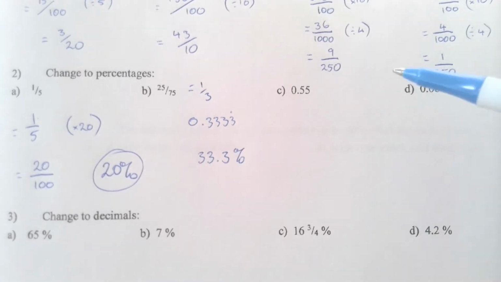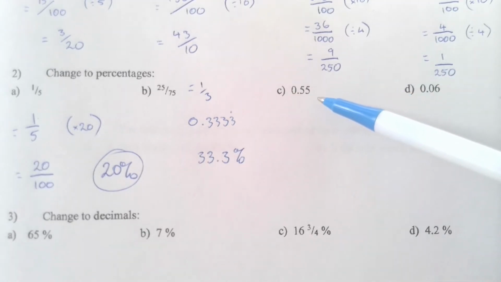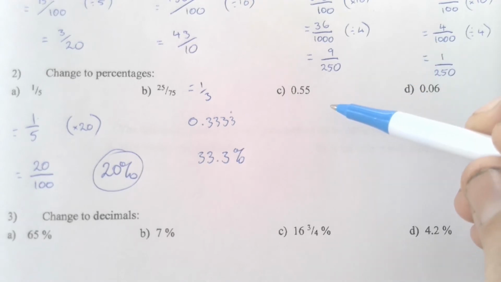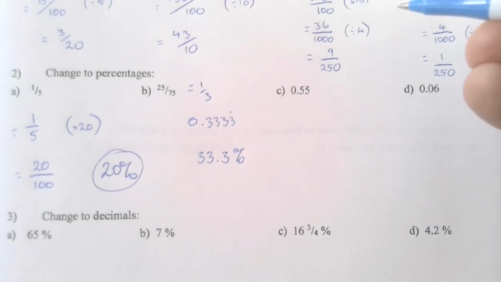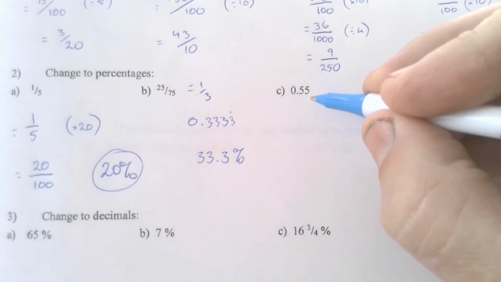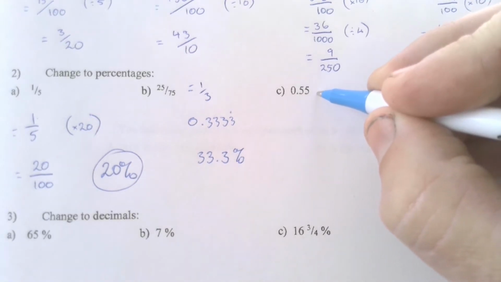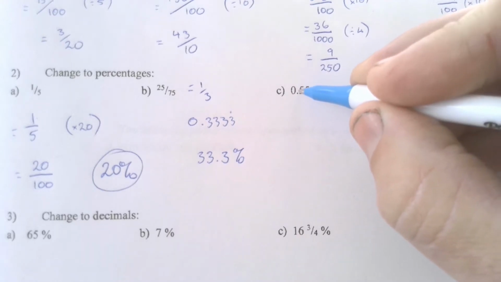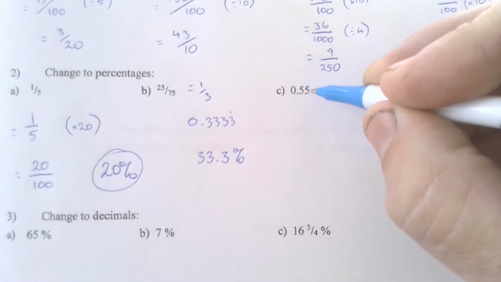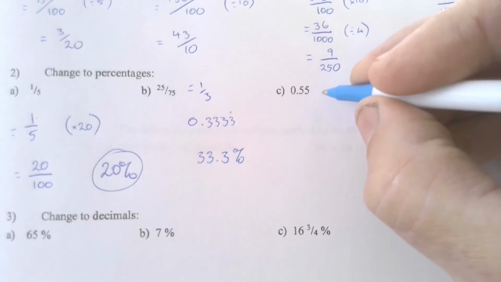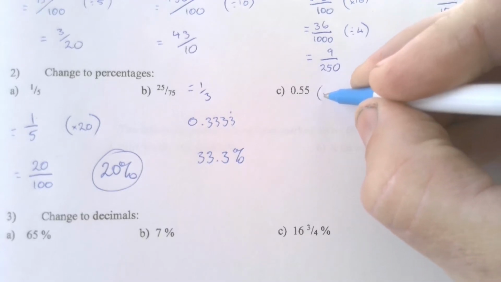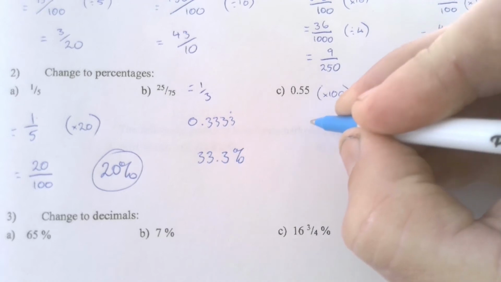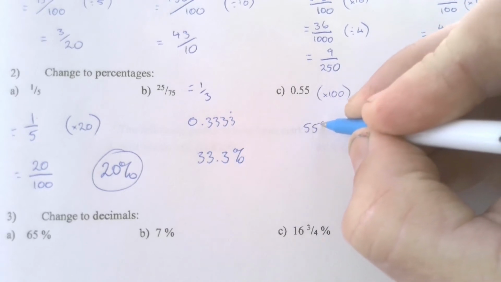Question 2C is asking you to turn this decimal into a percent. Same as question 2B, really. You can either just remember to move the decimal twice, or if you struggle with that, just do the opposite. And in your calculator, just type this in and multiply it by 100, and that will give you it as a percentage, so 55%.